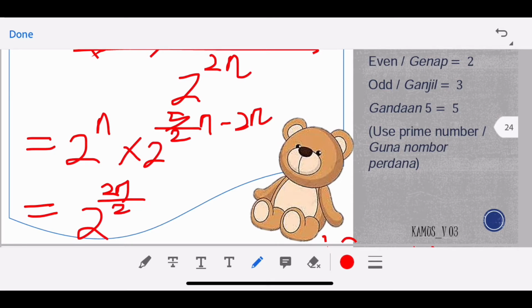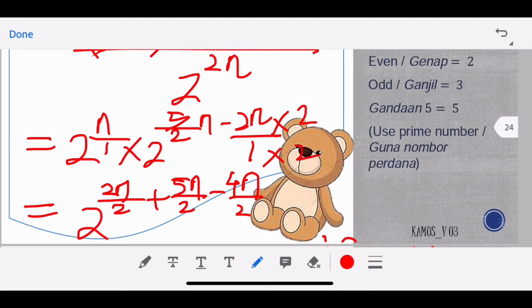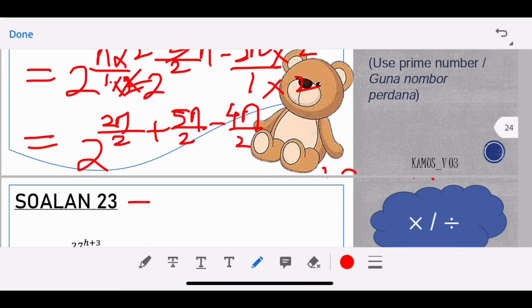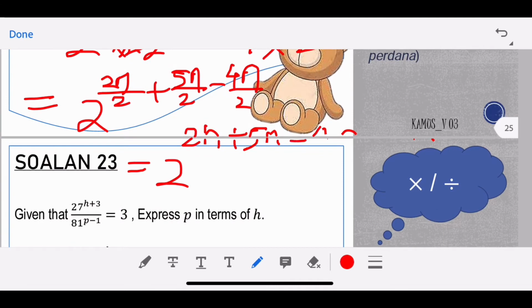Before you plus, you make the denominator the same. So I make the denominator all 2. So I will have 2n over 2 and then negative 4n over 2. I just times 2 up and down like this. So I have 2n over 2 and then plus 5n over 2 minus 4n over 2. So I have the simplest form of 2n plus 5n minus 4n over 2. Don't forget the over 2.